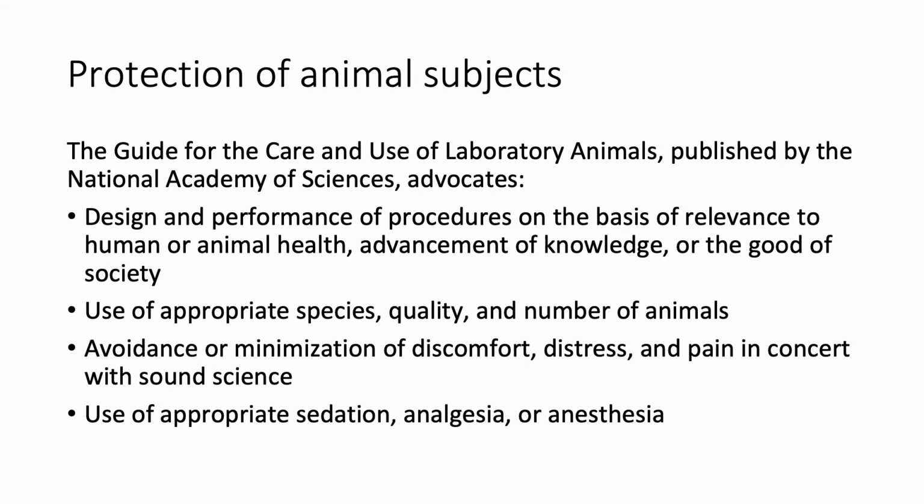Just as we have policies that exist for protection of human participants, we also have policies that help protect animals in research studies as well. So the Guide for the Care and Use of Laboratory Animals, published by the National Academy of Sciences, gives an outline or criteria list for approval of the research proposal. One of them is the design and performance of procedures on the basis of relevance to human or animal health, and that it provides advancement of knowledge or the good of society.